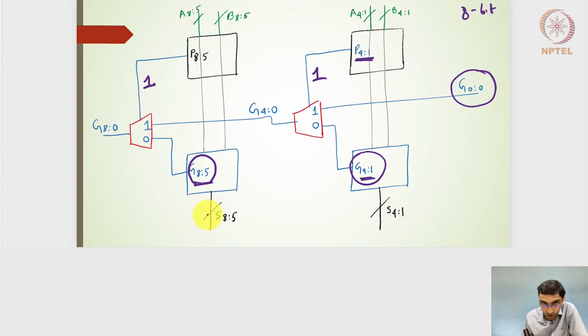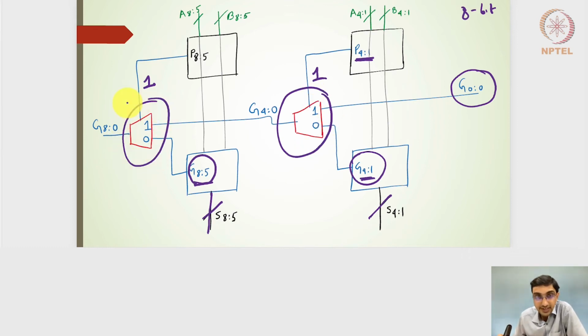And this particular block, I've said that it is going to generate the sum bits S4 is to 1. That means S4, S3, S2, S1. And then this particular block is going to generate S8, S7, S6, S5. Right? So this particular multiplexer is going to skip the carry out that is being generated. In the sense, if I want to generate G8 is to 0, it skips the generation of G7 is to 0, 6 is to 0, 5 is to 0. It directly takes G4 is to 0 or G8 is to 5 based on the group propagate signals, right?